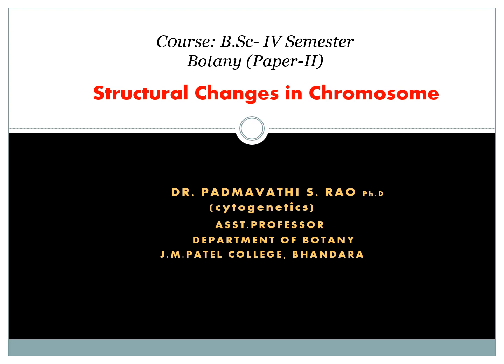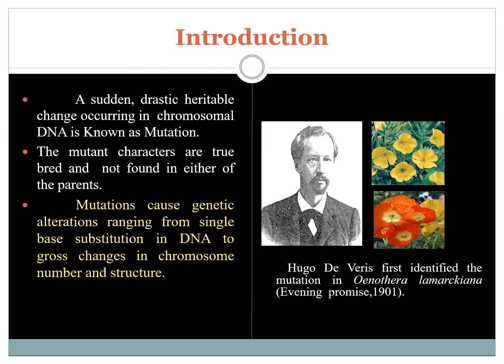Let's start now. Chromosomal aberration is a type of mutation. Before going to discuss it, we should know the definition of mutation. Mutation is a sudden heritable drastic change in chromosomal DNA. As is well known, mutations occurring in natural populations as well as those induced consist of genetic alterations ranging from single base substitution in DNA to gross changes in chromosome number and structure. Generally, mutations bring a change in the genetic message of living organisms.